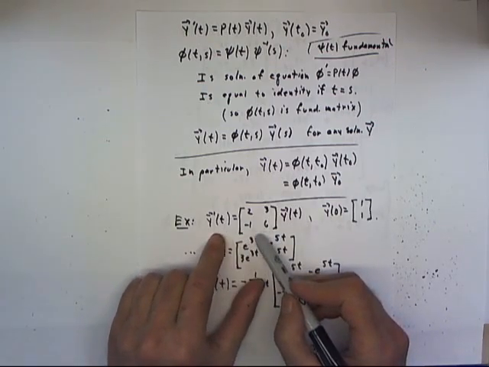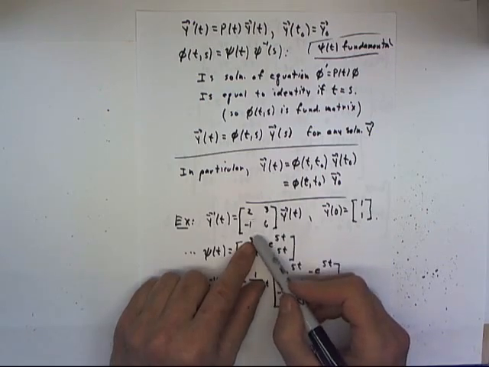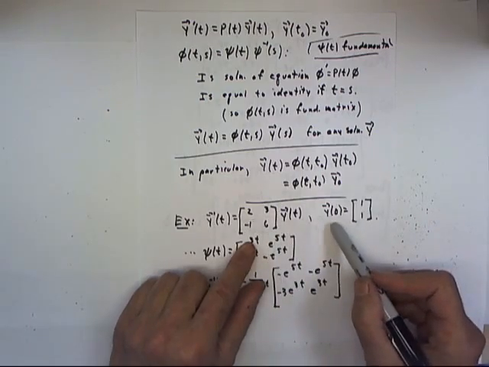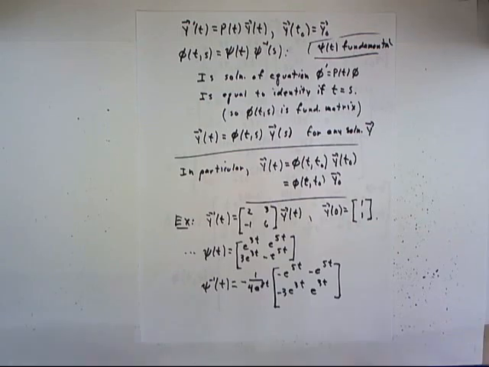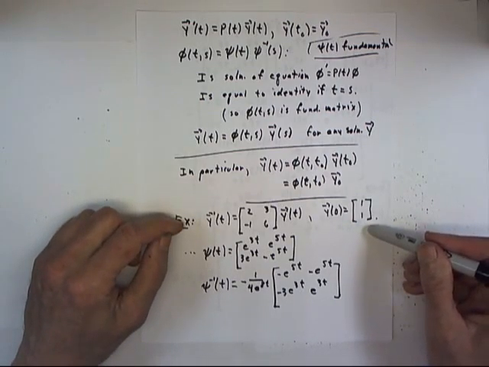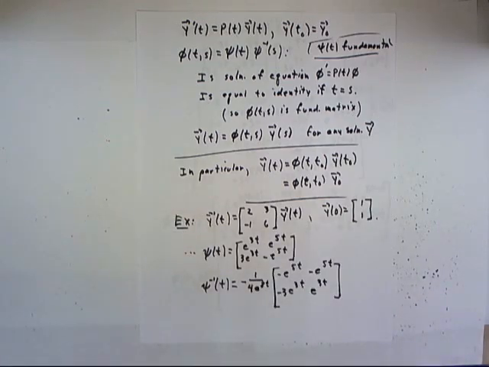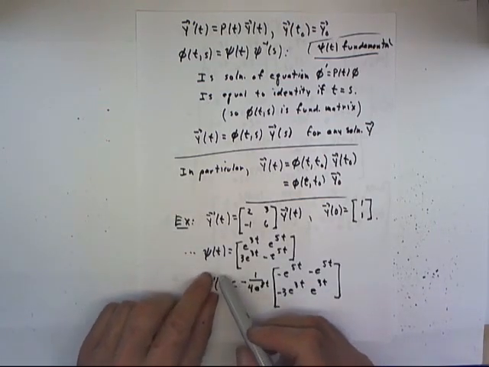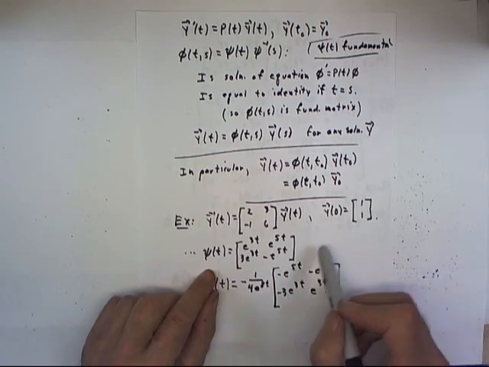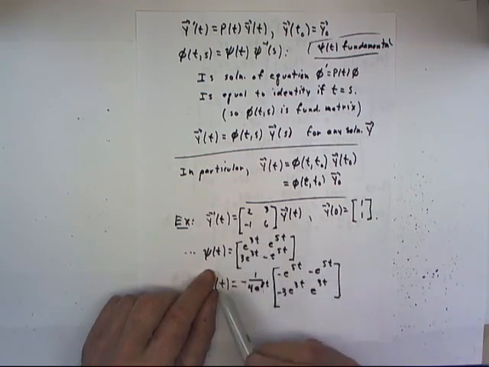I'd posed the problem y prime of t equals the matrix [2, 3; -1, 6] times y of t, with y of 0 equal to [1, 1]. We want to apply the propagator matrix to solve this initial value equation system.